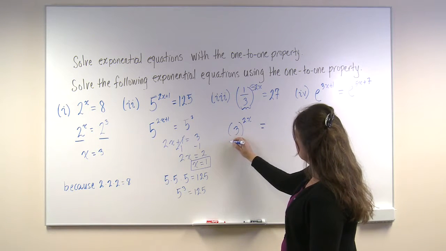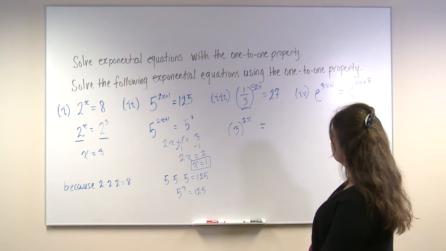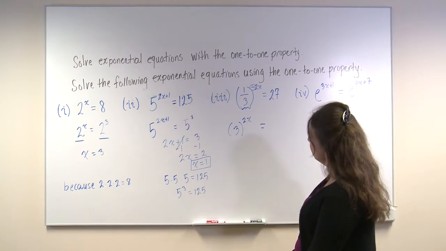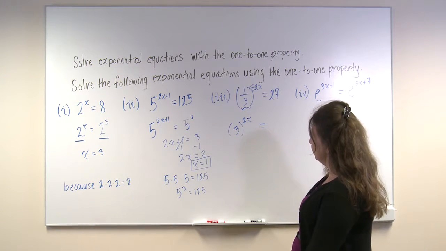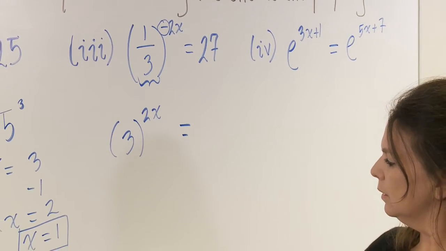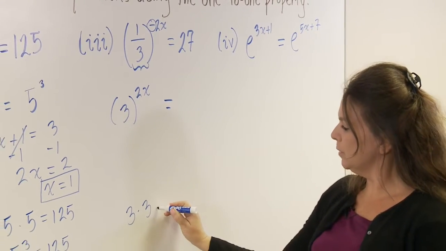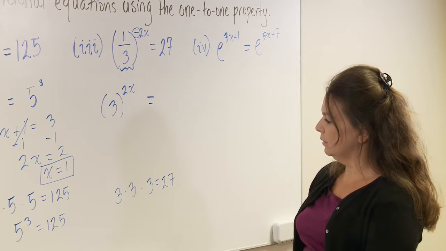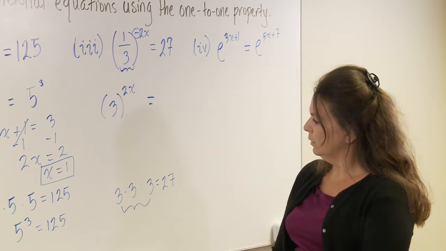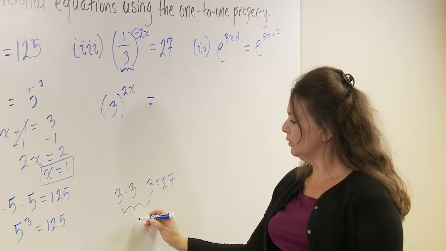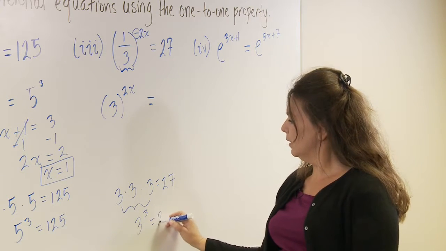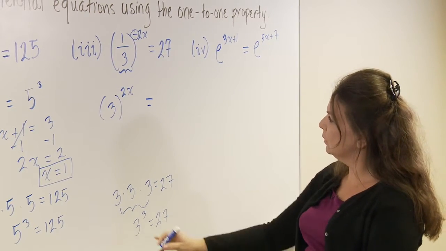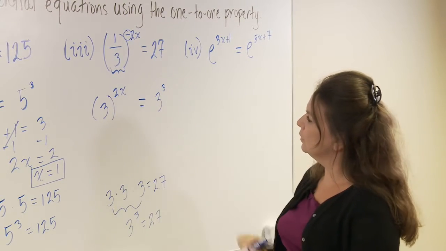So the base here is 3. The power or exponent is 2x. On the right-hand side, we have 27, and I'd like to try and rewrite that with a base of 3. So 27 is equivalent to 3 times 3, which is 9, times 3, which is 27. Writing 3 times 3 times 3 using exponential notation, we have 3 to the 3rd is equal to 27. And so I'm going to replace the right-hand side 27 with 3 to the 3rd.